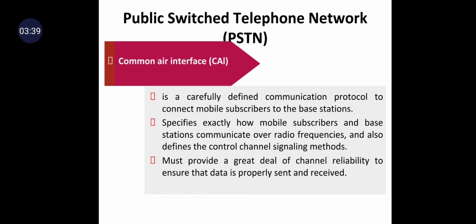And let's see the interface or the connection between the base station and the mobile user. It is called the Common Air Interface, CAI. It is a carefully defined communication protocol to connect mobile subscribers to the base station. It specifies exactly how mobile subscribers and base stations communicate over radio frequencies, and it also defines the control channel signaling methods. It must provide a great deal of channel reliability to ensure that data is properly sent and received.